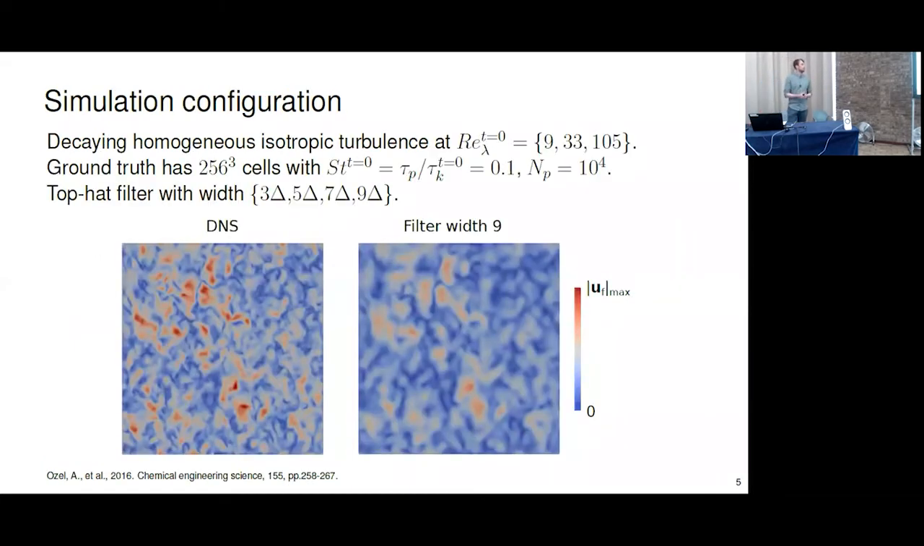And so for our simulation, we have decaying homogeneous isotropic turbulence at Reynolds numbers 9, 33, and 100. Then we run DNS simulations at 256 cells in each direction. To generate the filtered data for training and testing, we apply a top hat filter convolution at varying filter widths. Here you can see the DNS velocity field and then the coarsest filter width. Obviously it appears much smoother and the peaks are much lower in velocity. So this will influence the particle velocity and clustering, this kind of phenomena.